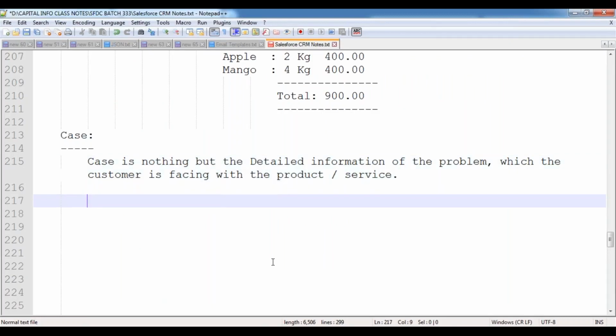Now, in this case, who is raising the case? The customer. The customer is making a call to the customer care and raising that case. Now, once the customer has raised the case, what is the next step? The customer has raised the case. Then as an organization, what is my step? What do we need to do?